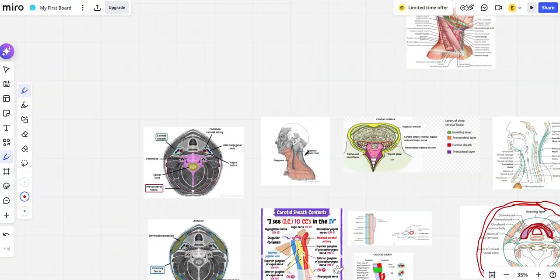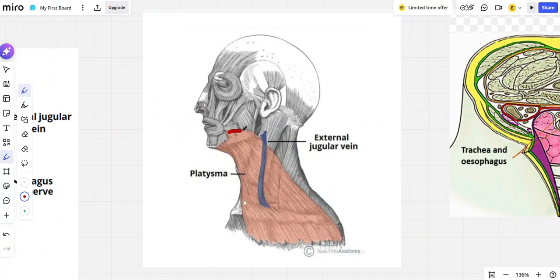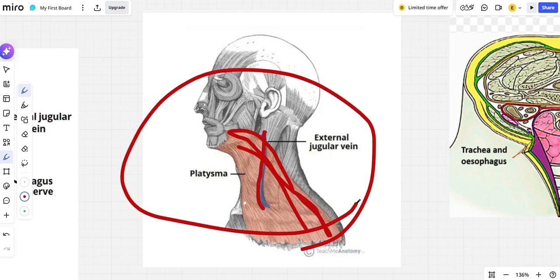So let me go and show you the platysma muscle. This is the platysma muscle, right? So all of this is the superficial cervical fascia. This is the platysma muscle, and this is your external jugular vein. So this is basically your superficial cervical fascia. Only the platysma muscle lives here, right?